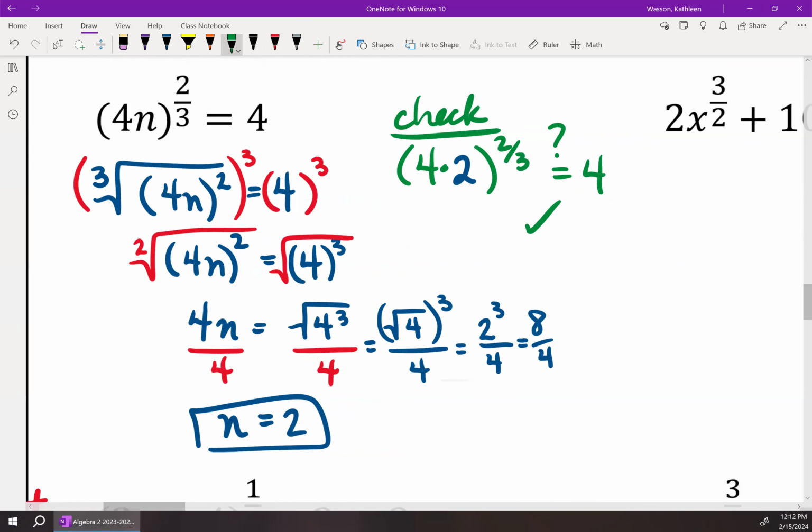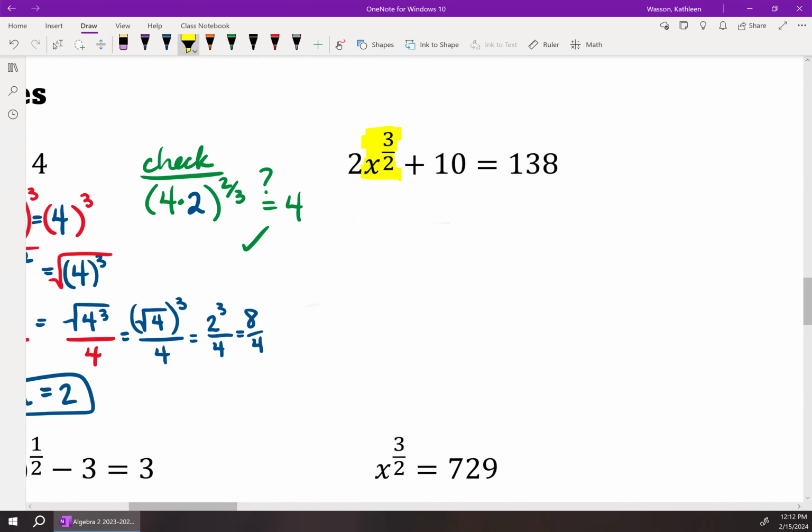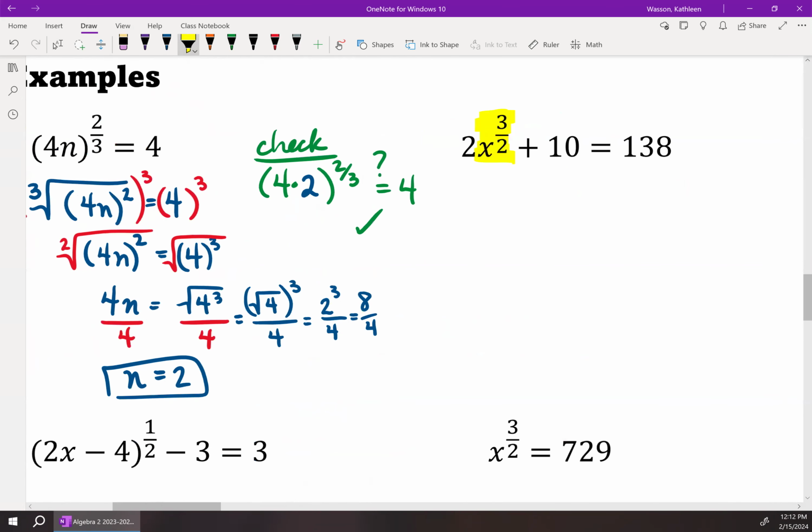Let's work another one. I need to rewrite this as a radical equation. Be careful when you rewrite. This equation does not have parentheses. This first one did. In this first problem, the part of the equation that has an exponent is the whole left side. It was 4n. That's why I put 4n inside the radical, or 4n squared, cube root.